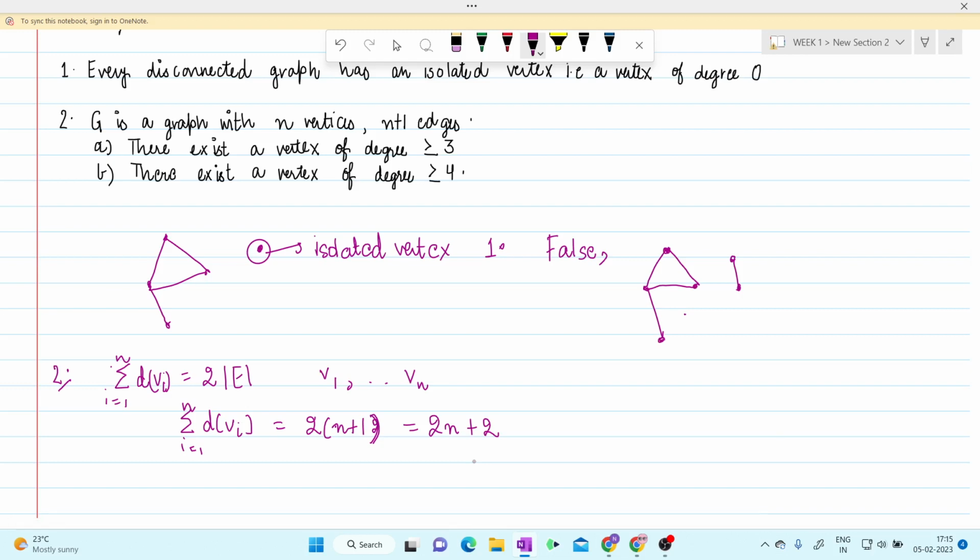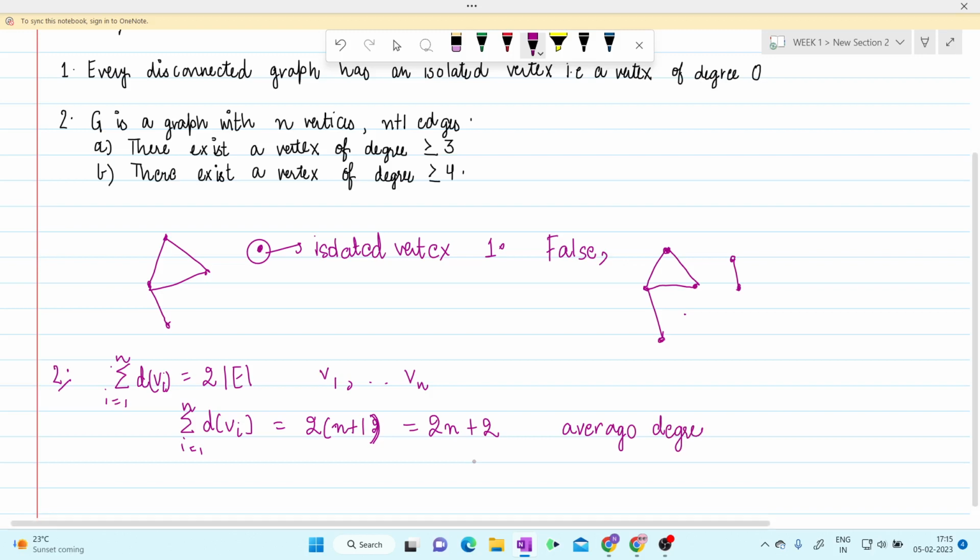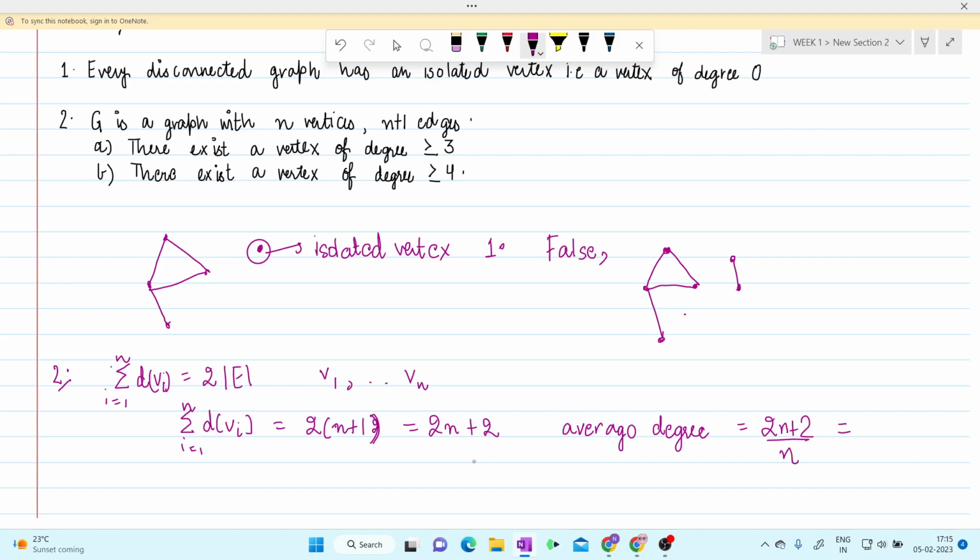So what is the average degree? Average degree is the sum of all degrees divided by the number of vertices, which is just 2n plus 2 over n, that is, 2 plus 2 by n. So we see that the average degree is strictly greater than 2.